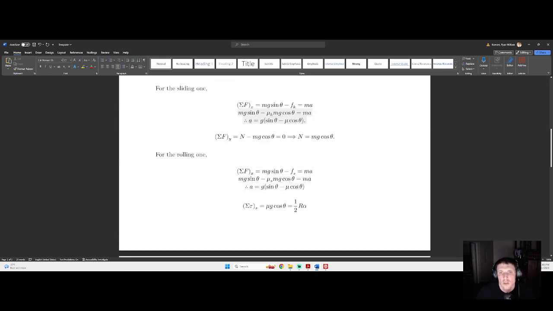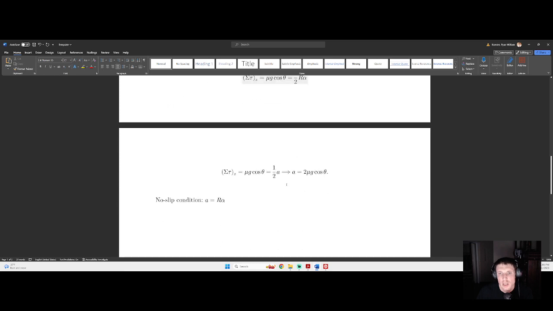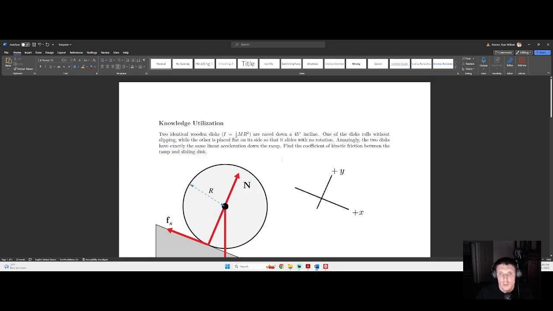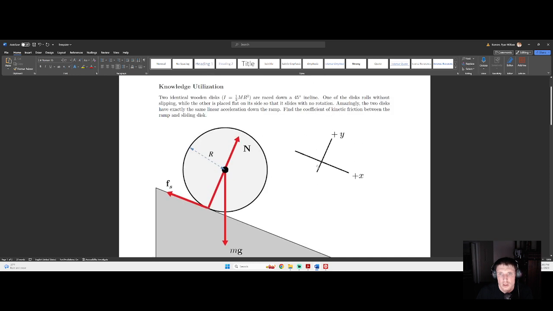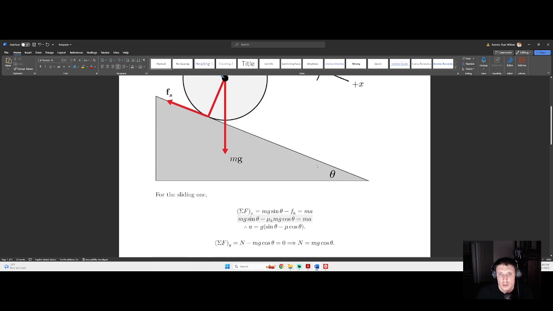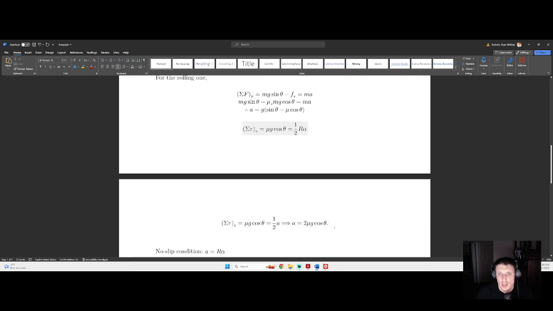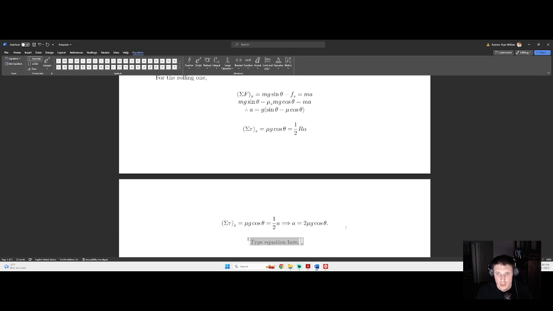Okay, so I found A in one situation, which is g sine theta minus mu cosine theta. And then I found it down here. And this is what we want, right? We want the coefficient of kinetic friction. Yes, we do. So, okay, then this is what we do. We just set this equal to this, right? So again, I'm saying that this is one expression we found for the acceleration, and this is another. So I'm just going to write that a equals a in essence, right?